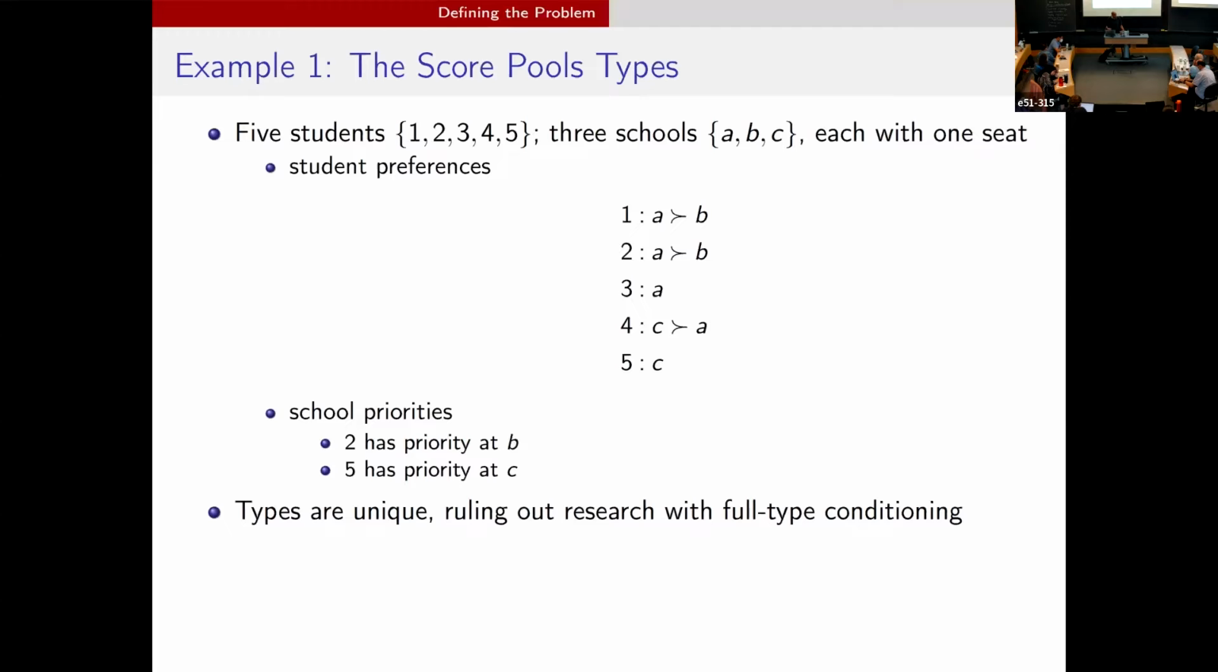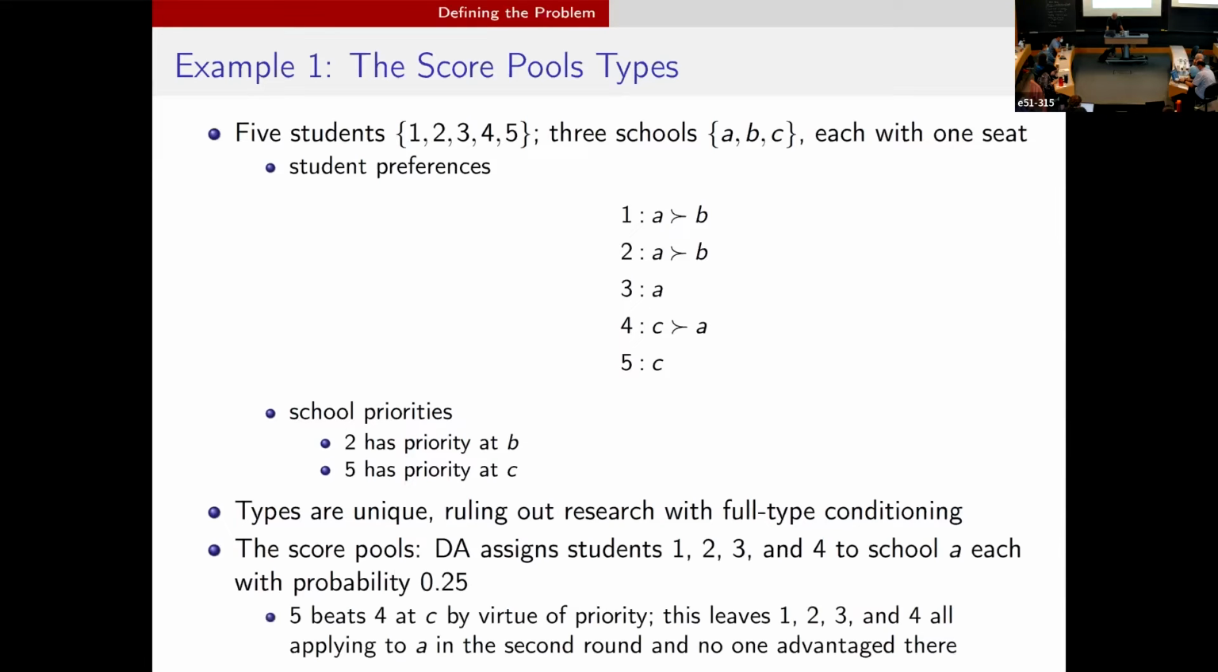Okay, so why is the propensity score useful? Okay, well, under deferred acceptance, what's going to happen? Well, let's start with applicant 5.